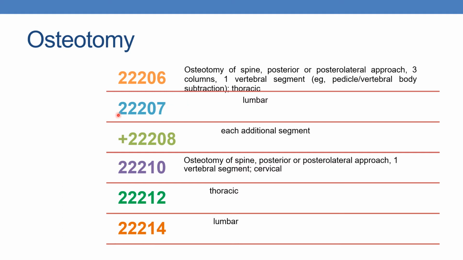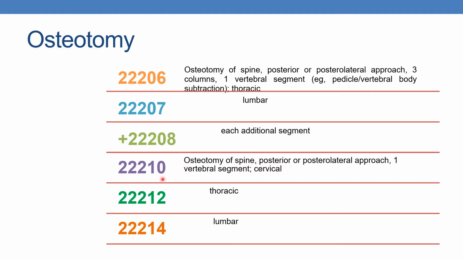And the next code is 22207. This is reported for the lumbar region. And the next is an add-on code, plus 22208, for each additional segment. For each additional vertebral segment, you need to use this code.